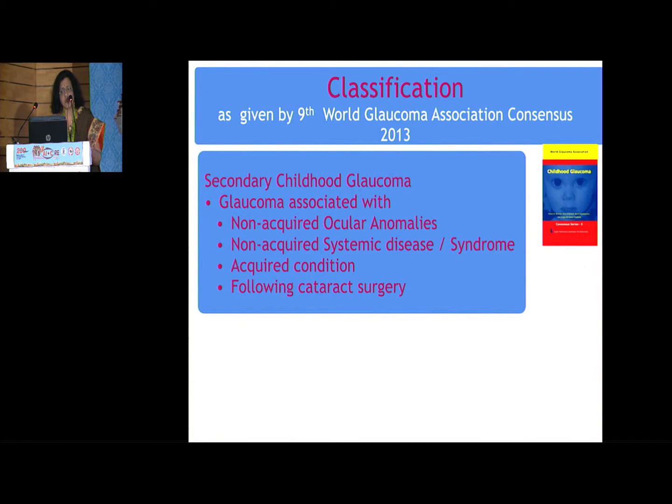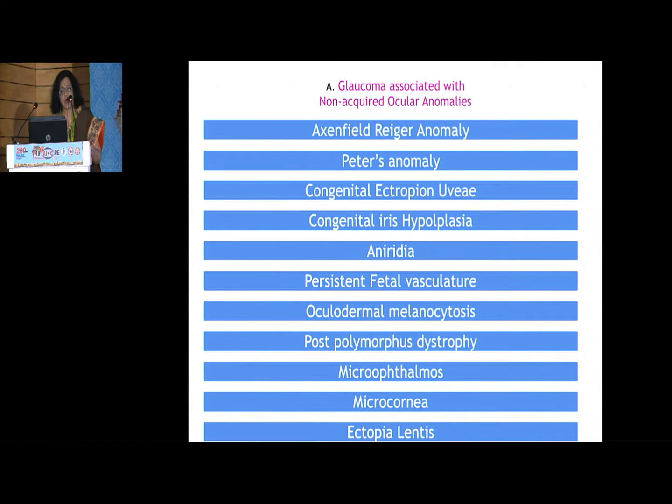The classification of childhood secondary glaucomas, as given in 2013 by the World Glaucoma Association, defines it as glaucomas either associated with non-acquired ocular anomalies, non-acquired systemic diseases or syndromes, acquired conditions, and since after cataract surgery, glaucomas can complicate the situation at any age, it is taken as a separate entity. I'll be going through case scenarios and I'll be dealing with each of these different types.